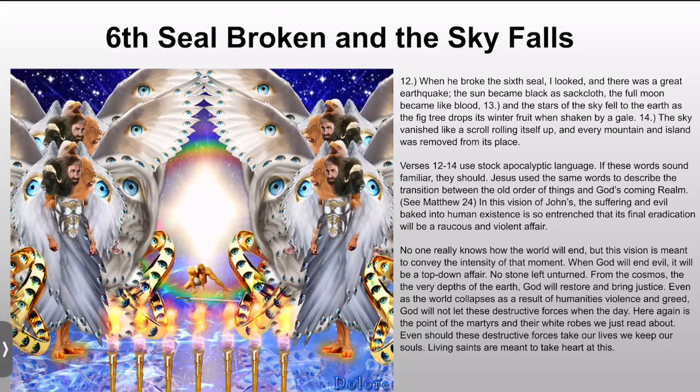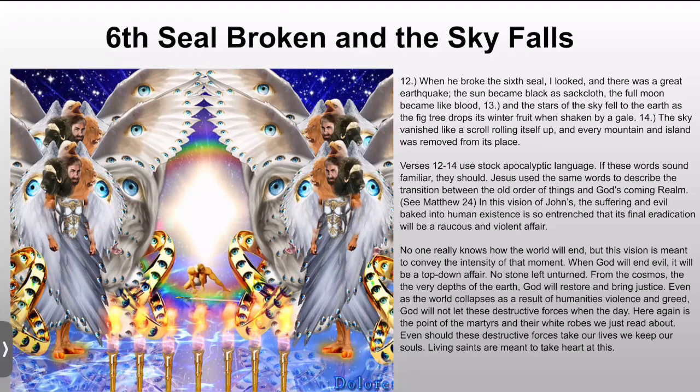In John's vision, the suffering and evil baked into human existence is so entrenched that its final eradication will be raucous and a violent affair. And that's what all of this imagery is meant to convey. No one really knows how the world will end, the literal nuts and bolts of how it will go down. But this vision is meant to convey the intensity of that moment.